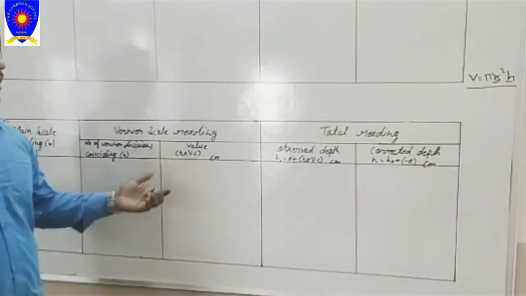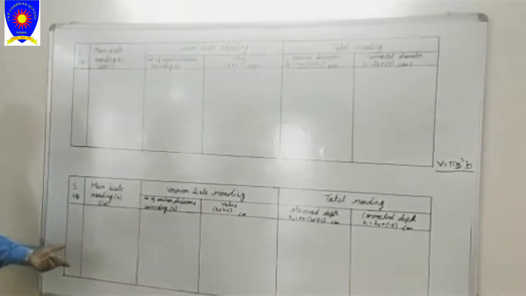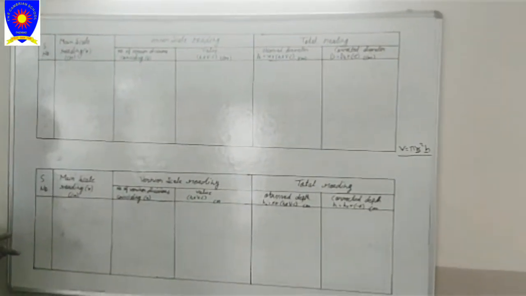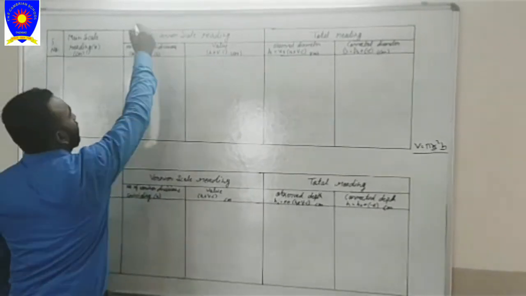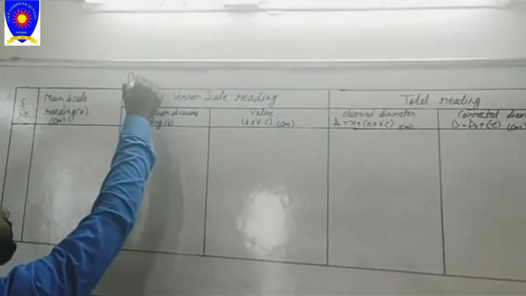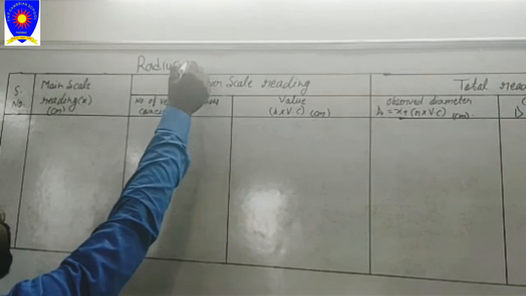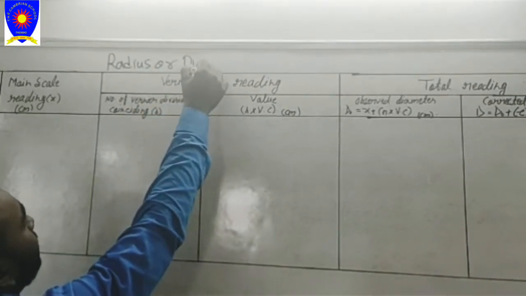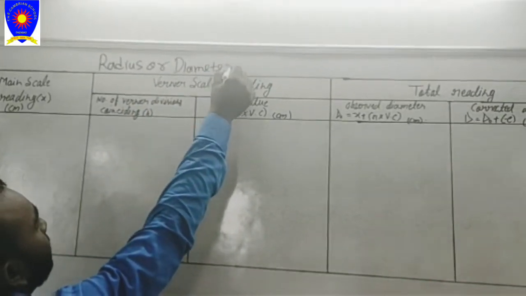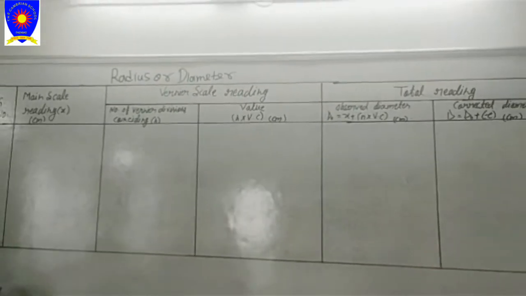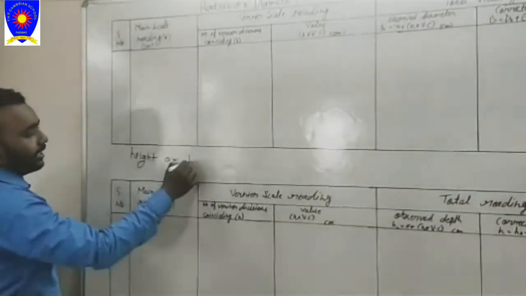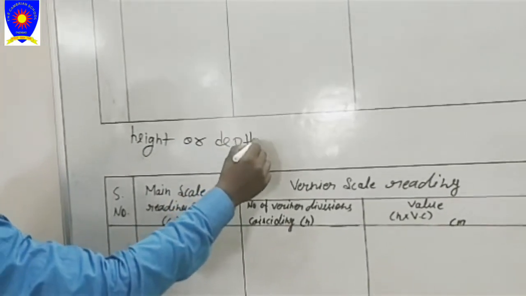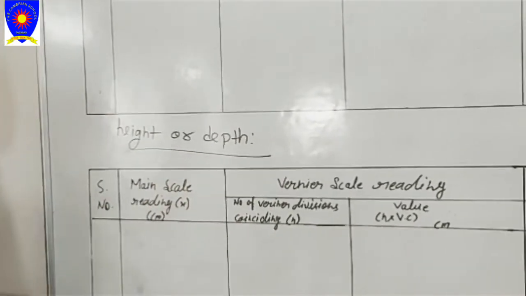As we are looking at, there are two tables. This table is for radius or diameter, and this is for height, or you can say depth.